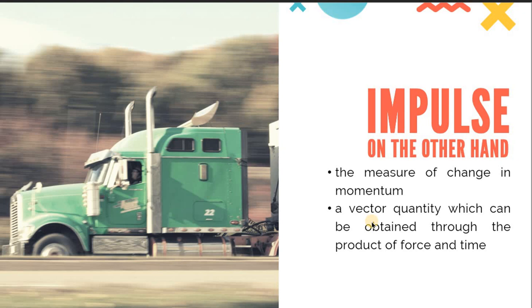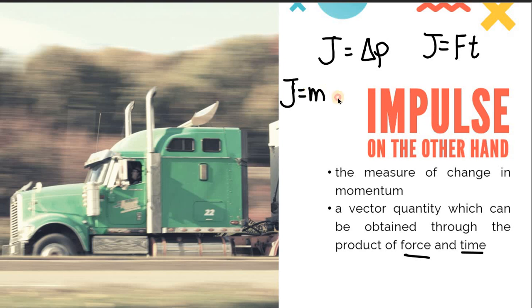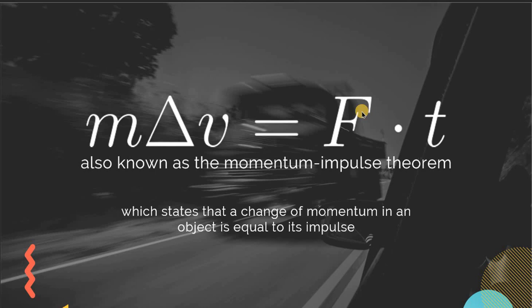Impulse, as the change in momentum, can be obtained through the product of force and time. We use the symbol J for impulse, and because this is equal to the change in momentum, we can say that J is equal to force times time, or J is equal to m delta v. And knowing that impulse is equal to the change in momentum, we have this theorem which says that the change in momentum is equal to the impulse of that event.